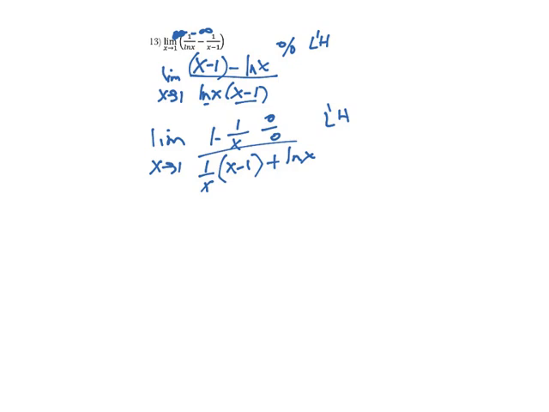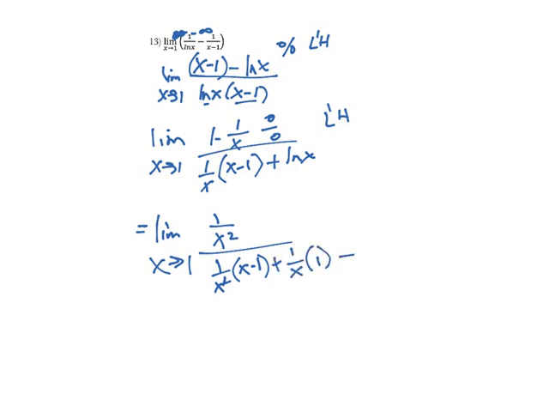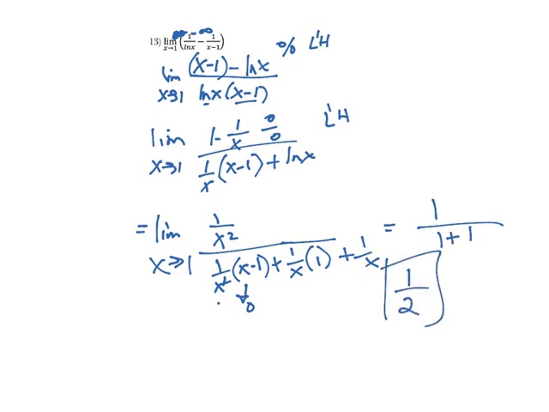So let's do L'Hopital's rule again. So that's the limit as x approaches 1. So the 1 goes away, so that would be positive 1 over x squared over our product rule, positive 1 over x squared times x minus 1, plus 1 over x times 1, plus 1 over x. So now I plug in 1. So on the top, I will get 1. On the bottom, the first term will be 0, but this next term will be 1, and the next term will be 1. So 1 over 1 plus 1 is 1/2 for my limit.